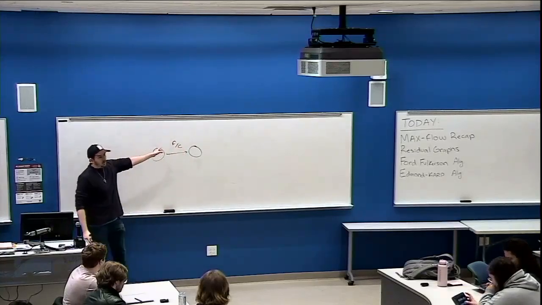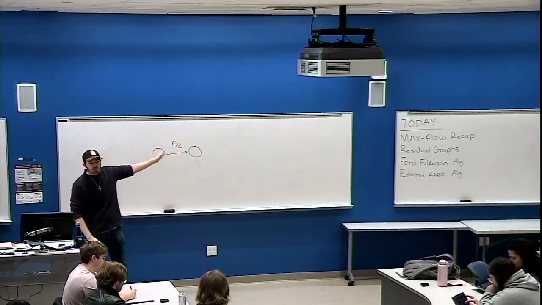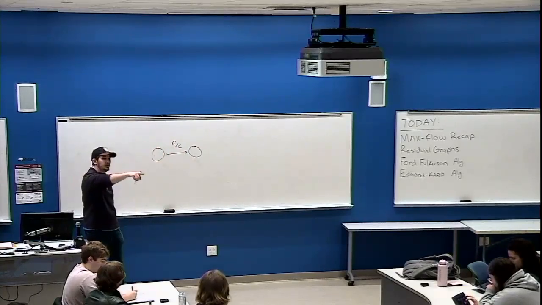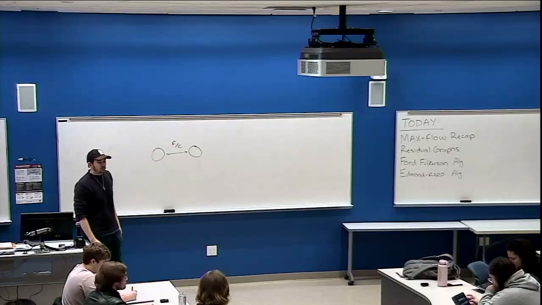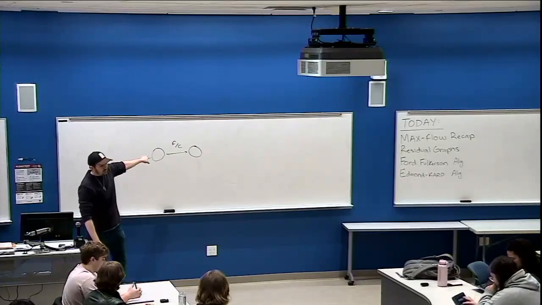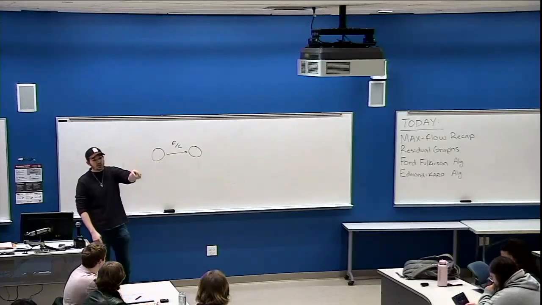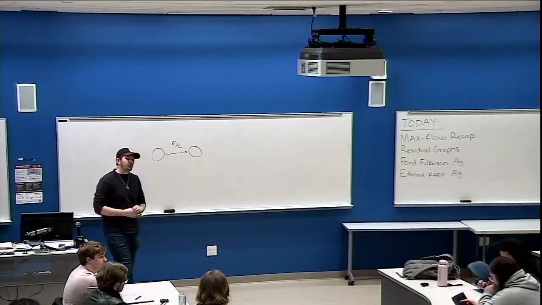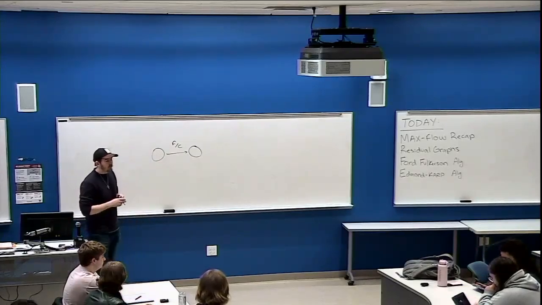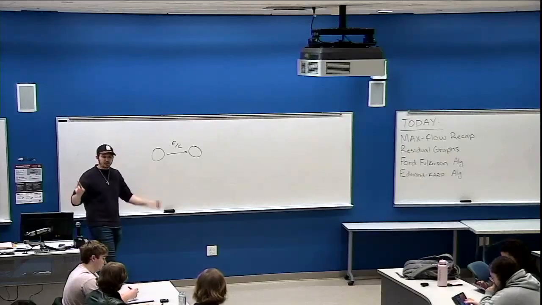This flow value, what can this flow value be? What's the range of the possible values of it? So less than or equal to the capacity, the C here stands for capacity. It also must be non-negative, so we can't have negative flow. It won't really come up too much in any of our algorithms, but we're not allowed to have negative flow.